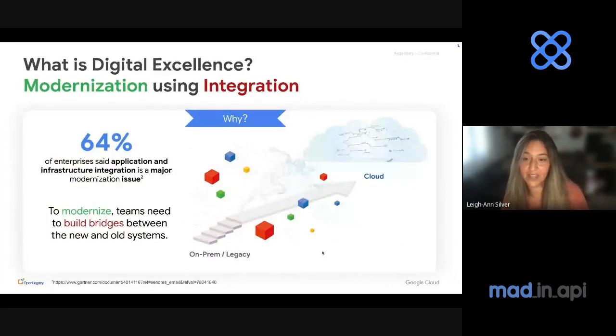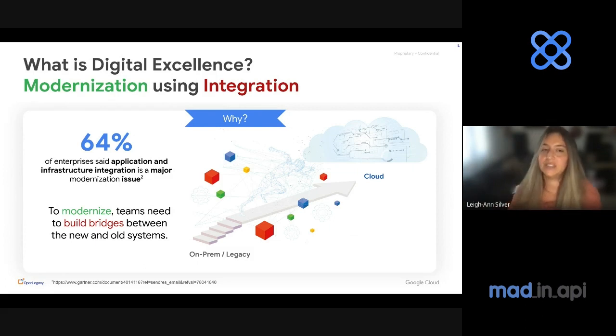And that's where we are talking about what is basically digital excellence, being at the top of the digital cutting edge technology. It means that you are modernizing using integration. So from a survey that Gartner actually held, 64% of enterprises are saying that application and infrastructure integration is a major modernization issue of theirs. And to modernize, teams need to build those bridges between the new and the old. Those bridges are mainly based on API communication.